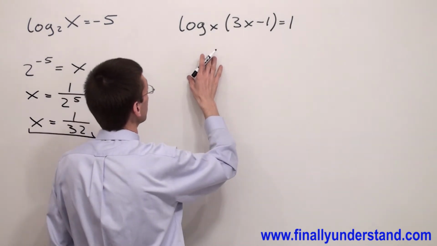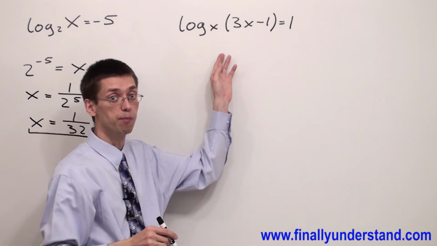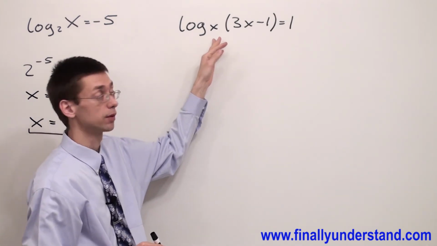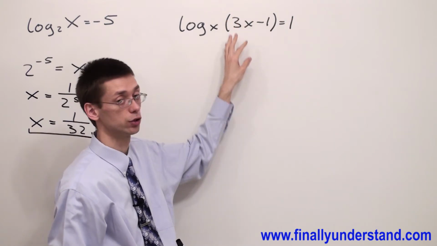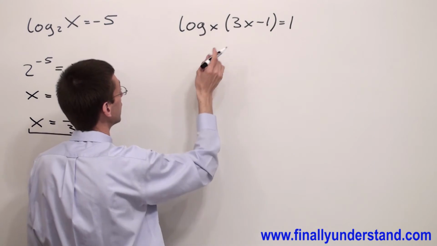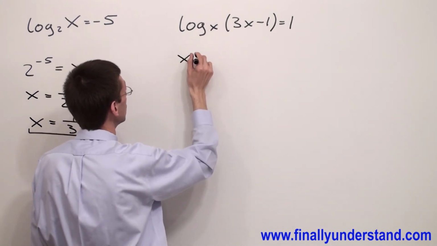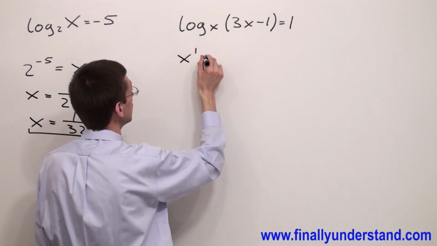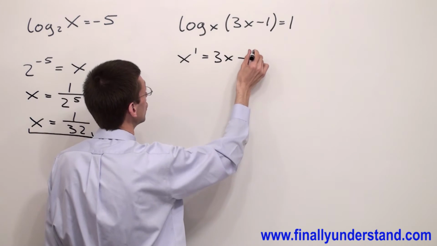Next example. I have to find a value of x. This time the base is x, right? And the domain in itself also contains x. I have to convert the logarithmic form to the exponential first. I have x to the first is equal to 3x minus 1.